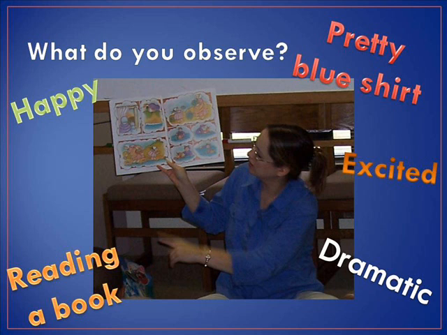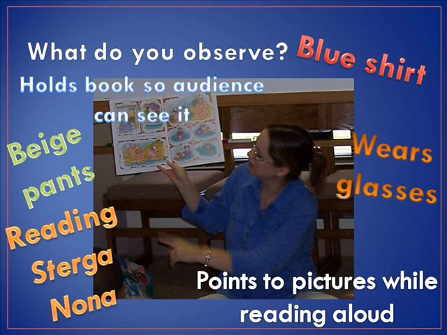While reading a book is objective, try to be as specific as possible. So, if the words you wrote down were more like blue shirt, holds book so audience can see it, beige pants, reading Sturgeon aloud, wears glasses, points to the pictures while reading aloud, then you would have more objective, just the facts, ma'am, data.